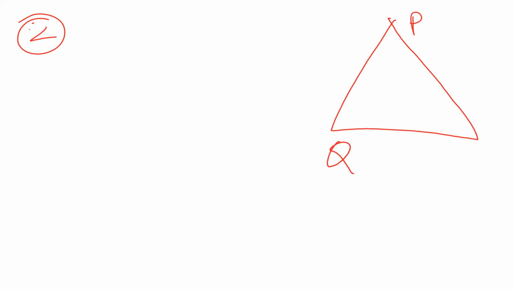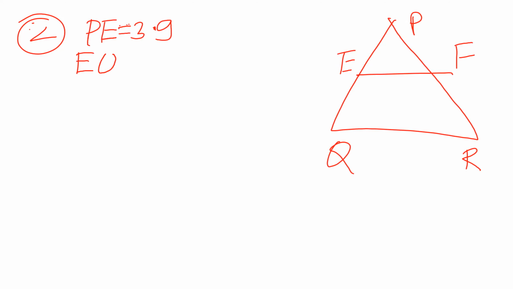So, a triangle is here. Here it is P, here it is Q, here it is R, and this one is EF, correct? So the first data: PE as 3.9, EQ as 4, PF as 3.6, and FR as 2.4. We have to prove whether EF is parallel to QR or not.